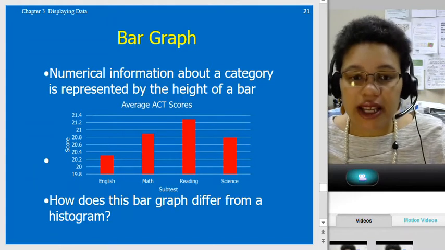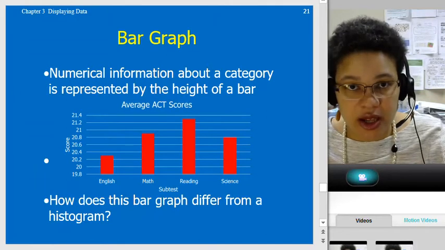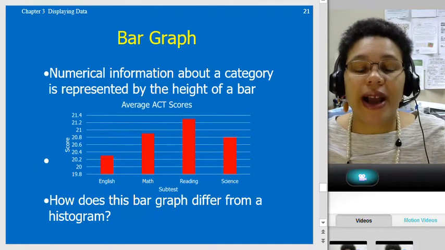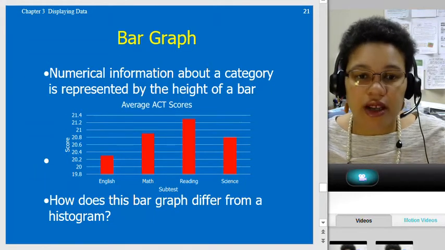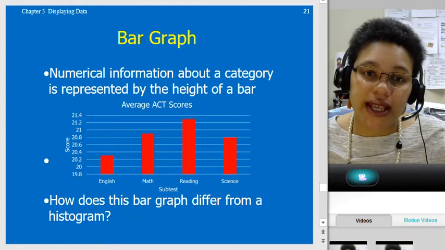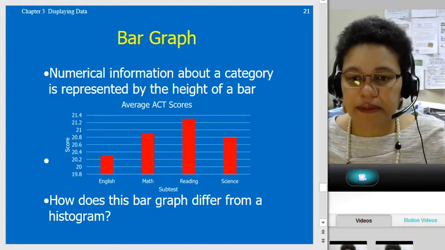Now we're not counting the number of participants in each category. We're not counting how many students took each test. We're graphing the average score. Okay? So this is not frequency on the x-axis. It's some statistic.